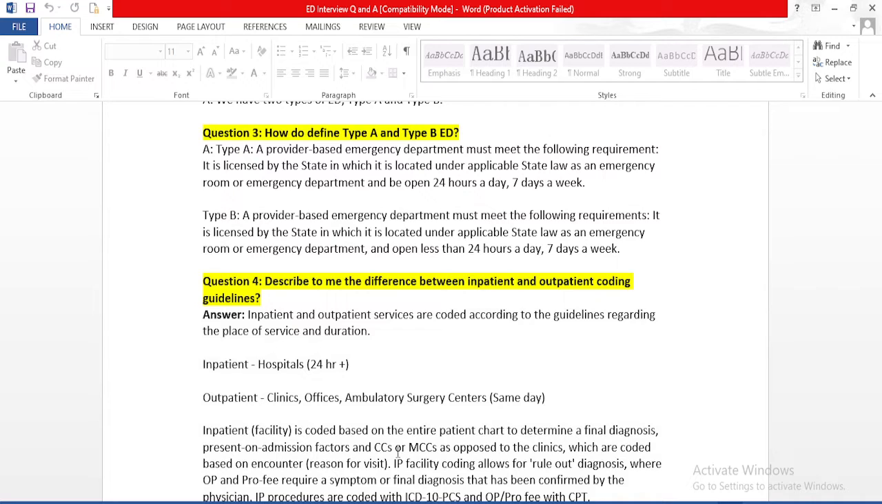So what is meant by type B emergency department? Type B emergency department, a provider based emergency department must meet the following requirements. It is licensed by the state in which it is located under applicable state law as an emergency room or emergency department and open less than 24 hours a day, 7 days a week. So basically the only difference here is the availability of emergency department services. Type A is open 24 hours a day and 7 days a week, whereas type B is available less than 24 hours a day and 7 days a week.